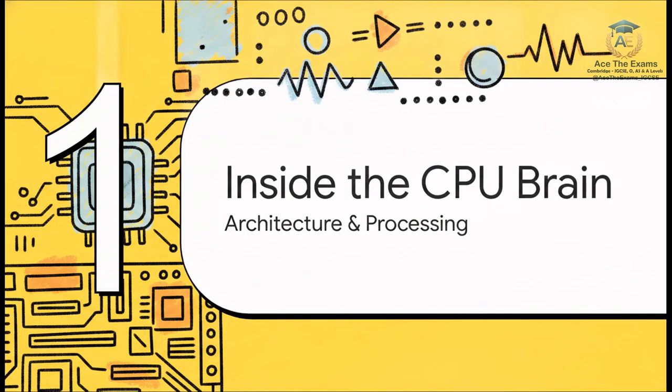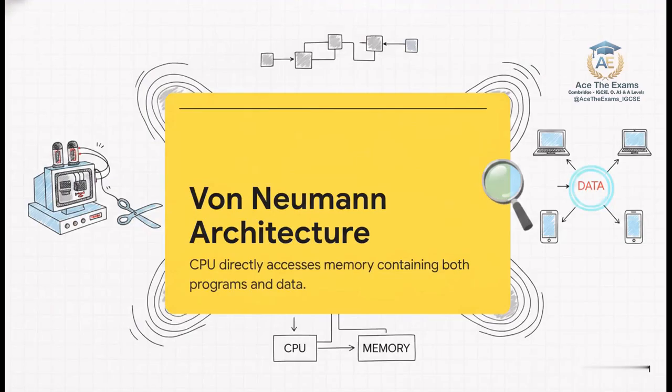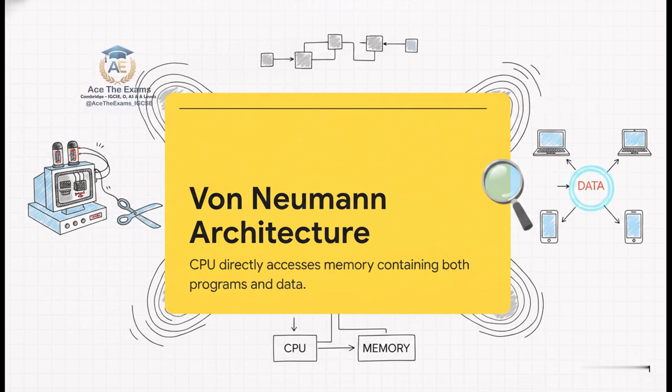Section 1, inside the computer's brain, architecture and processing. Let's start right at the core of the machine. Notice the name right here, von Neumann. Prior to the mid-1940s, computers were essentially these massive room-sized calculators. If you wanted them to do a different task, you literally had to walk around and physically rewire the machine. Then, John von Neumann introduced this brilliant, absolutely revolutionary concept, the stored program computer.